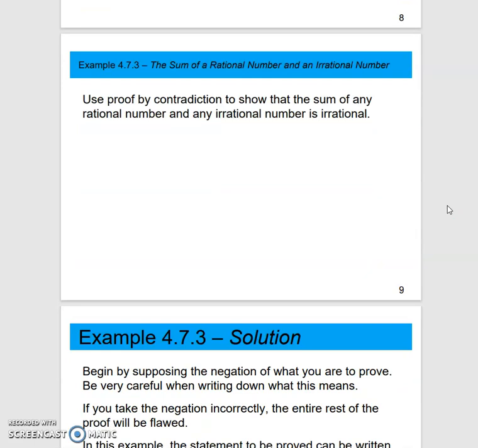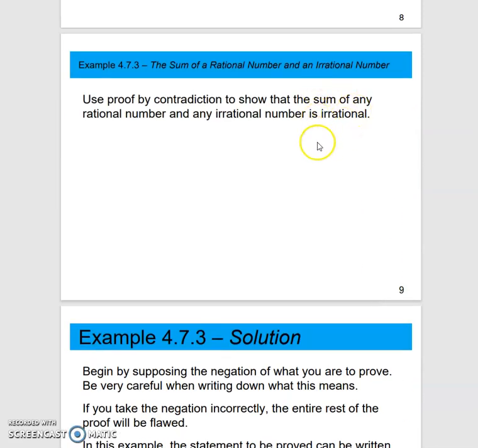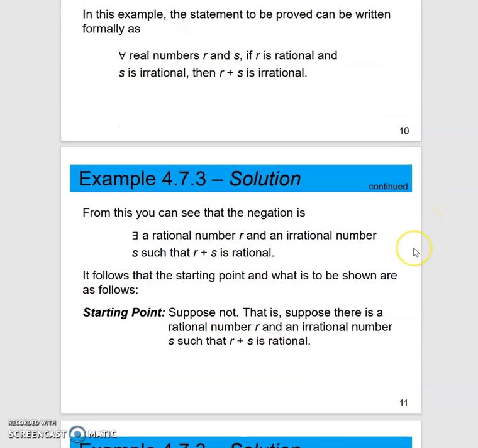Let's try this one. I've got the sum of a rational number and an irrational number, and we would like to show that that is irrational. Once again, I'm going to use proof by contradiction, so I'm going to assume the opposite. I've got real numbers R and S. R is rational, S is irrational, and our conclusion is that R plus S is irrational. But because it's a proof by contradiction, part of my given is that I'm also going to assume that the sum R plus S is rational.